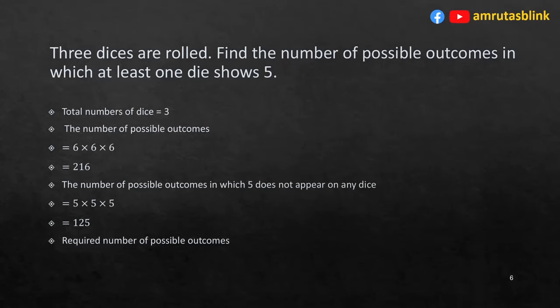So easily we can say that the required number of outcomes in which at least one die shows 5 is equal to 216 minus 125, which is equal to 91. So we can conclude that there are 91 possible outcomes in which at least one die shows 5.